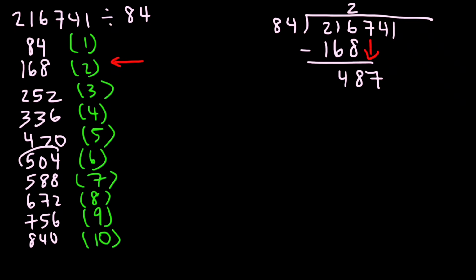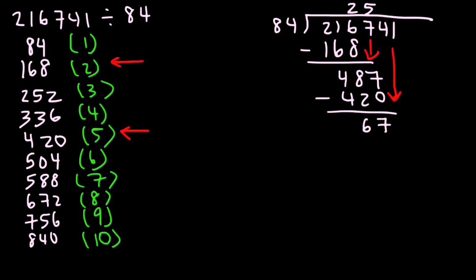So 504 exceeds 487, but 420 is less than it. So it goes into it at least 5 times. 84 times 5 is 420. And now let's subtract. 7 minus 0 is 7. 8 minus 2 is 6. 4 minus 4 cancels out. So the difference between the two numbers is 67. Now let's bring down the 4.